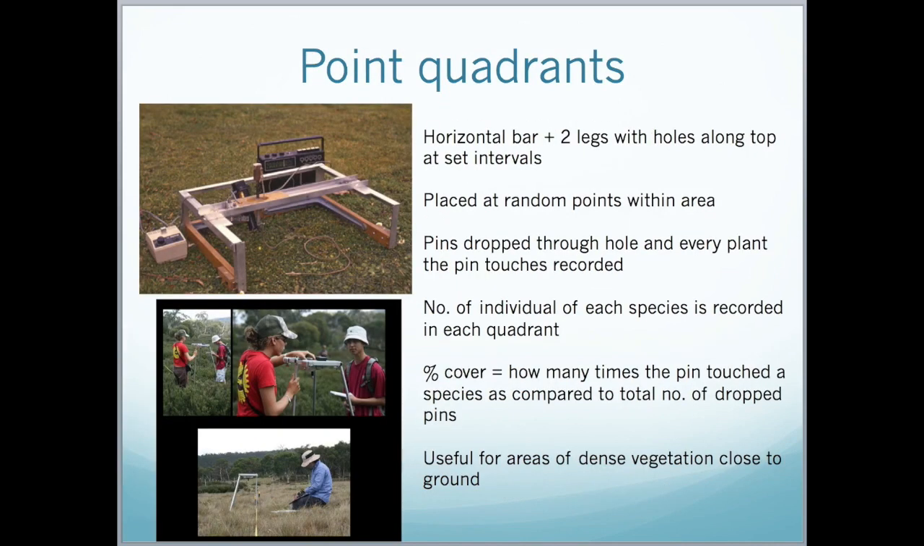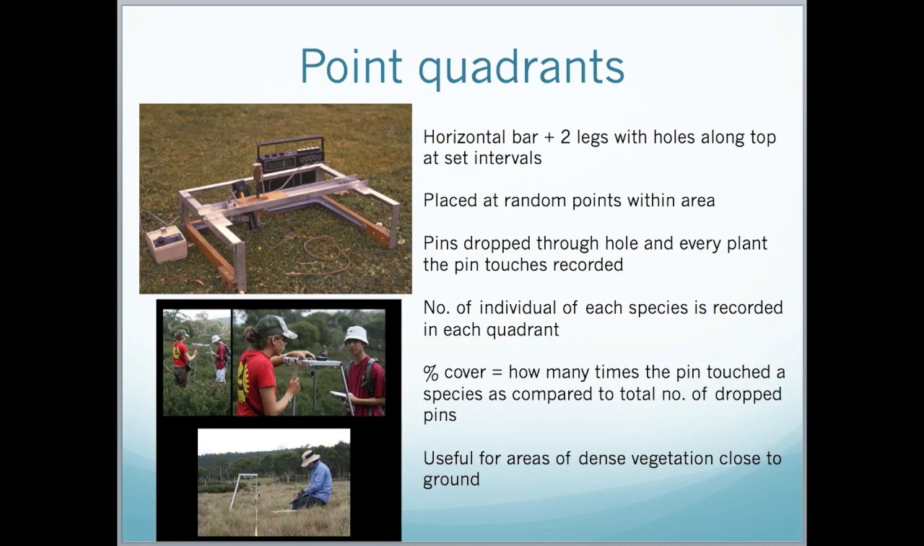We can also use point quadrants, as shown here on the left. It's a horizontal bar. It has two legs with holes along the top which are at set intervals. And we can again place this at random points within the area of investigation. We then drop pins, as shown here, through the top, which has the holes, and then every plant that the pin touches is recorded.